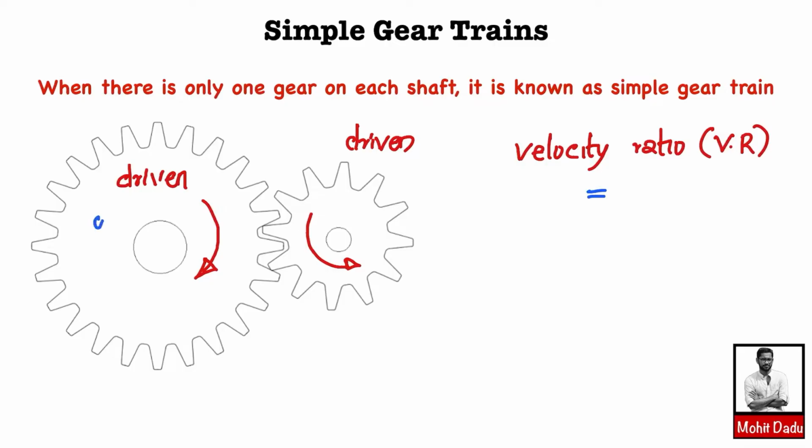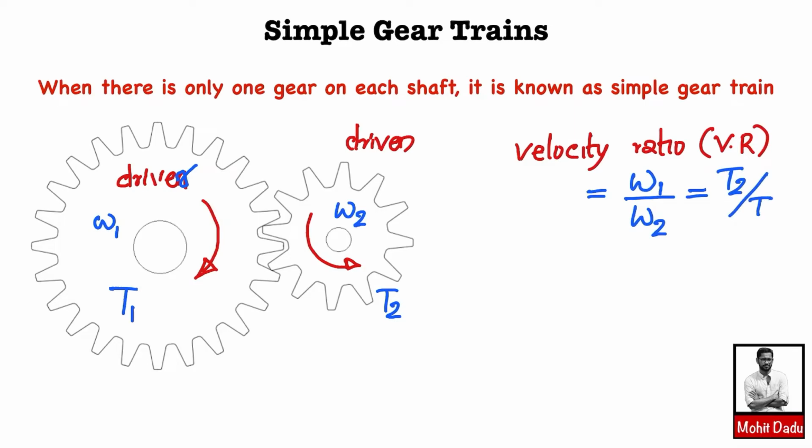Suppose the driver gear is rotating at omega 1 speed, and the speed of the driven is omega 2, and let the number of teeth on the driver be t1 and the number of teeth on the driven be t2. Then the ratio of the velocity of the driver omega 1 to the driven omega 2, omega 1 by omega 2, is known as the velocity ratio, and this can be related to the number of teeth as t2 divided by t1. So this is known as the velocity ratio for a simple gear train.